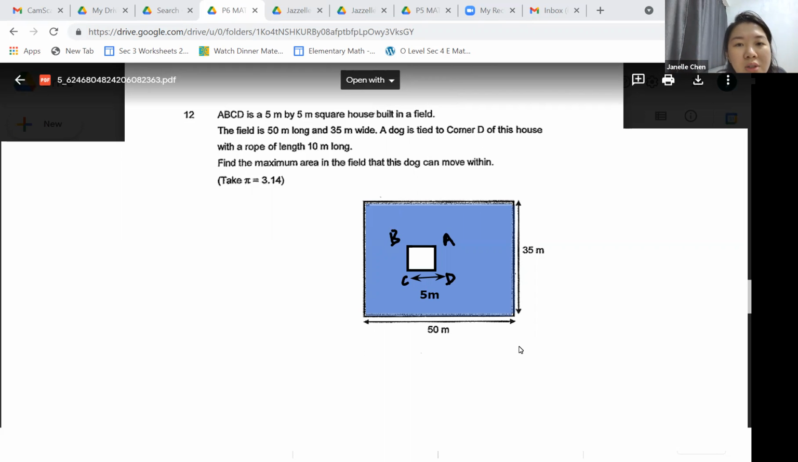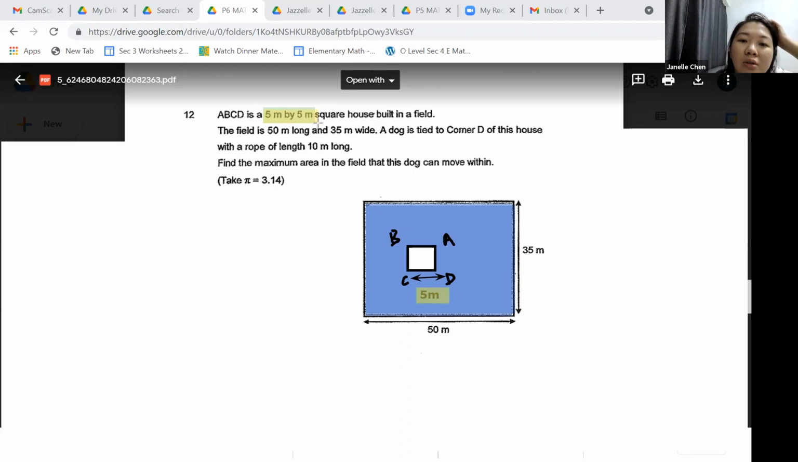There's ABC and then there's a 5 meter by 5 meter square that is drawn there in a white space. So ABCD is 5 meter by 5 meter. This is the information given by the question. So we have 5 meter and 5 meter here, and it's already shown here as well. That is also 5 meter here. So hope that you all can see.